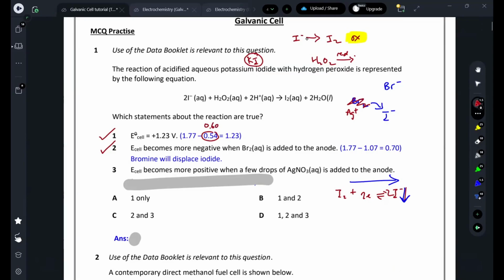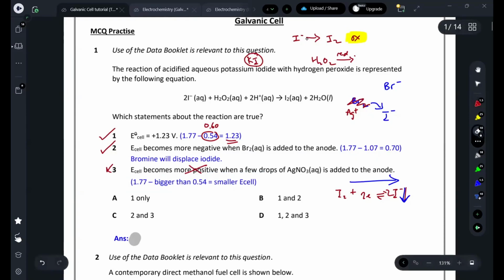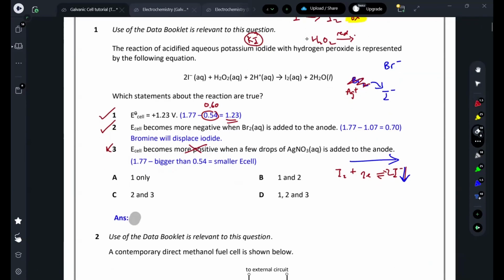Then what is the effect on the E naught cell? Mathematically, is it obvious to you? It's obvious, right? Because 1.77 minus 0.6, you end up with a smaller number. Okay, so it actually becomes more negative, not more positive. So this is not correct, guys. This is not correct. So the third option is not correct. So our answer here is B.